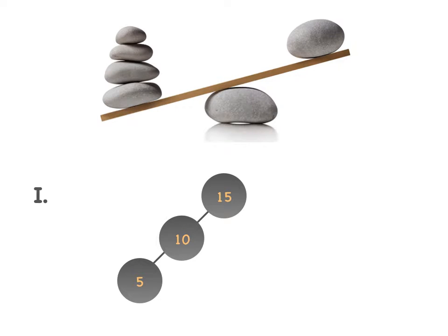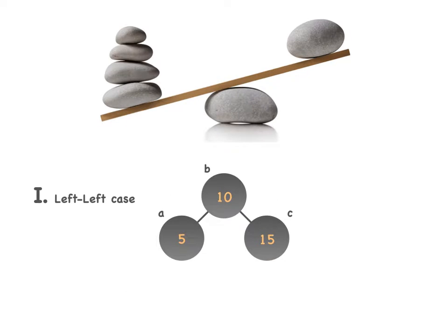This case, I call the left case. So what we do in the left case is we label the 3 nodes A, B, and C in increasing order. Then we rotate it once to make B the root, thus solving the imbalance.